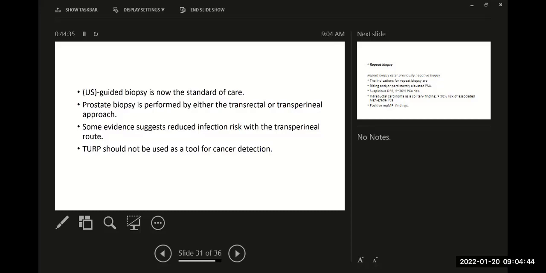So it is the standard of care at the moment. And the other thing is multiparametric MRI, as Dr. Asad clearly mentioned, and he has rightly pointed out the kind of multiparametric MRI.